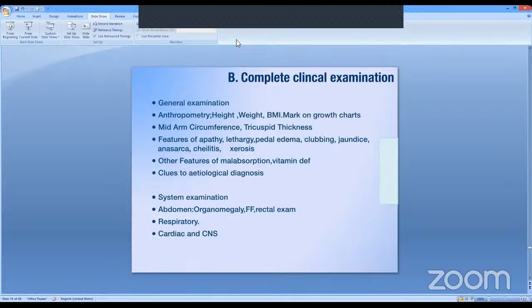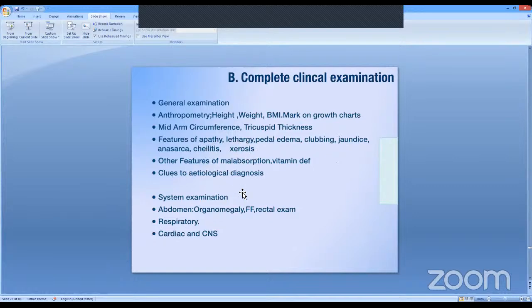Complete clinical examination should also be done after taking history. General examination, anthropometry, mid-arm circumference are all indicators of malnutrition. Features of apathy, lethargy, pedal edema indicate protein malabsorption. Clubbing, cystic fibrosis. Jaundice, hepatobiliary disorder. Anasarca, also protein loss. Cheilitis, vitamin B complex deficiency. Xerosis, vitamin A absorption defect.